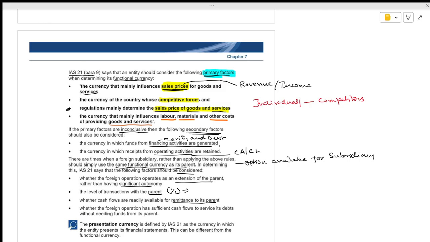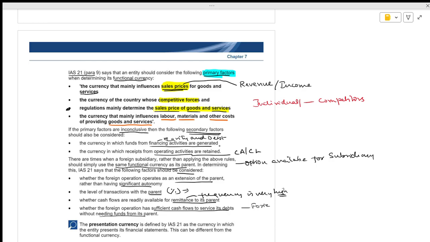Sometimes in some countries there are restrictions that you should not remit the cash flows. If there is no restriction, definitely the frequency is very high, is it right? Frequency is very high when cash flows are readily available for remittances. If the frequency is very high, then again we have to look into whether the foreign operation has sufficient cash flows to service its debts without needing funds from the parent. Means what happens, this is what it says.